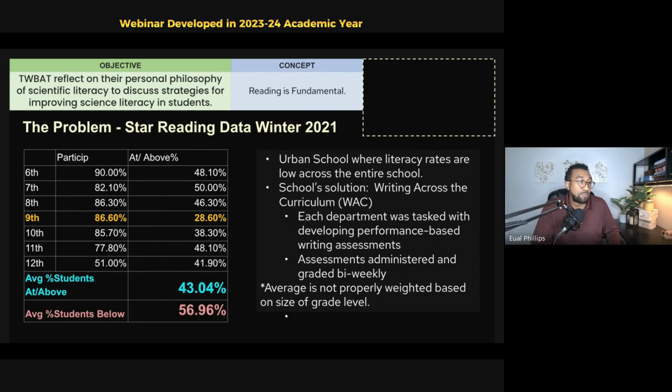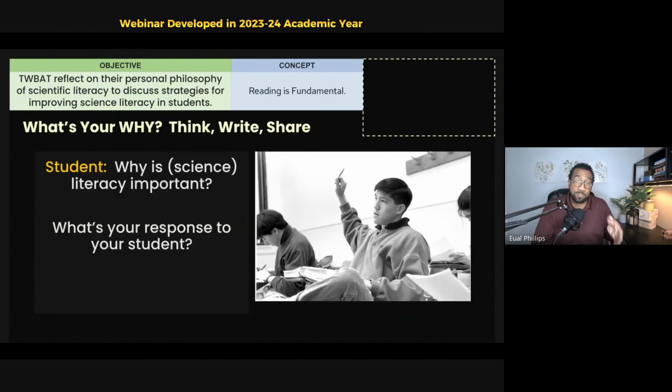So our school solution was to come up with writing across the curriculum. Each department was tasked with developing a performance-based writing assessment, and these assessments are administered and graded bi-weekly. So we have this problem at school. How do you go about explaining this to your students now that all of a sudden you have to start teaching them how to write? How many of us have actually been in a science class where we've been tasked with writing an essay, not just writing a constructive response, but writing an essay about science? Probably very few of us.